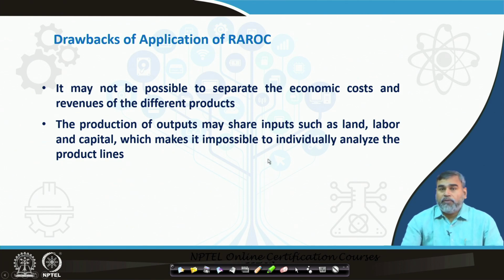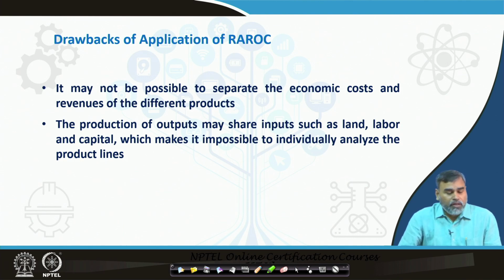But there are certain problems with respect to this particular method. The problem is it may not be possible to separate the economic cost and revenue of the different products. Practically it is difficult. What is the economic cost? What is the revenue we are generating out of this? The segregation of cost and revenue we are generating out of the different products that commercial banks are making is relatively difficult in the practical sense. So, that is one thing.